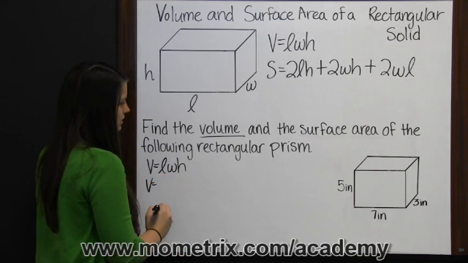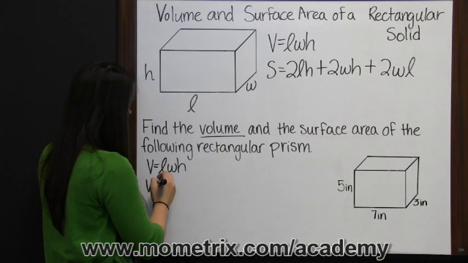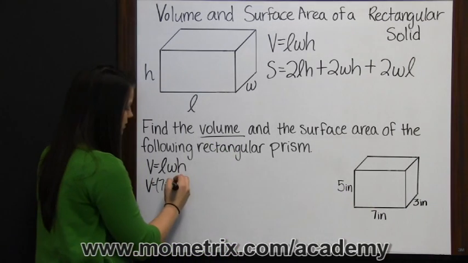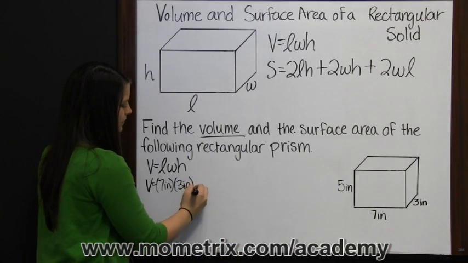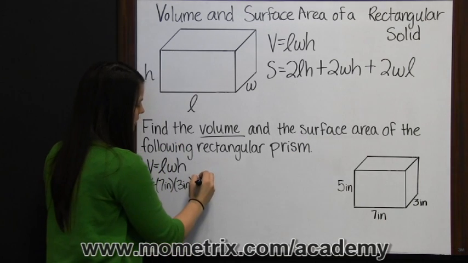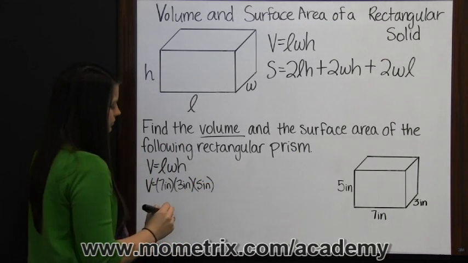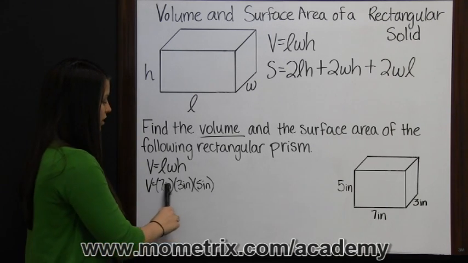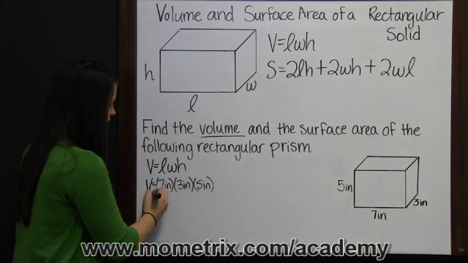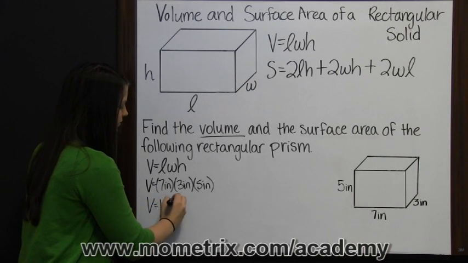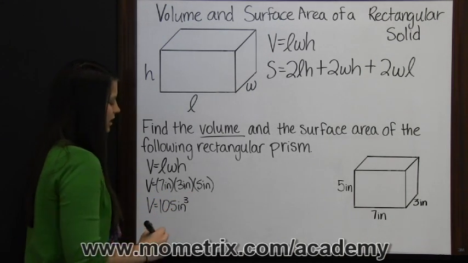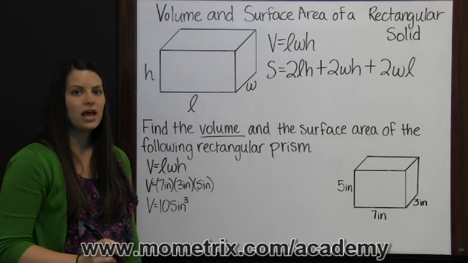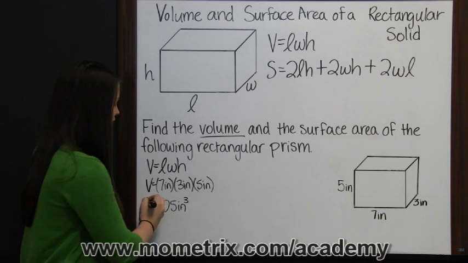Now we need to substitute our length, width, and height. So volume is, the length is 7 inches times the width, 3 inches, times the height, 5 inches. 7 inches times 3 inches is 21 inches squared. 21 inches squared times 5 inches is 105 inches cubed. And that cubic unit, again, came from multiplying inches times inches times inches. And volume will always be in cubic units.